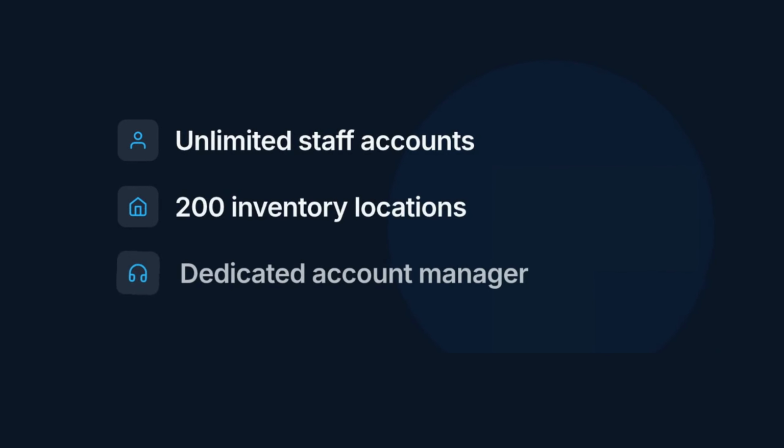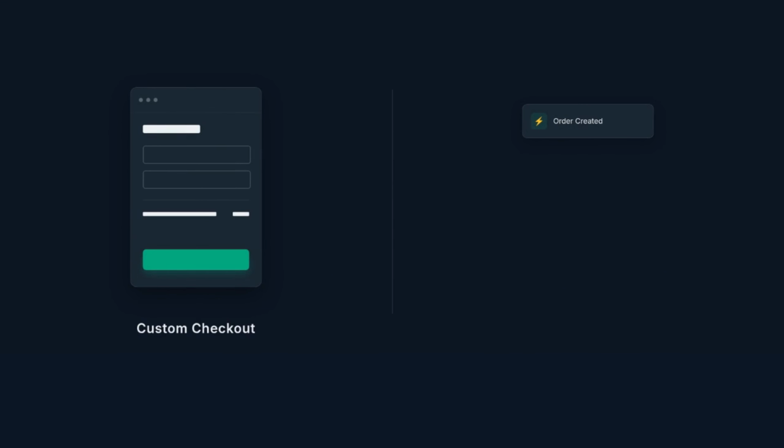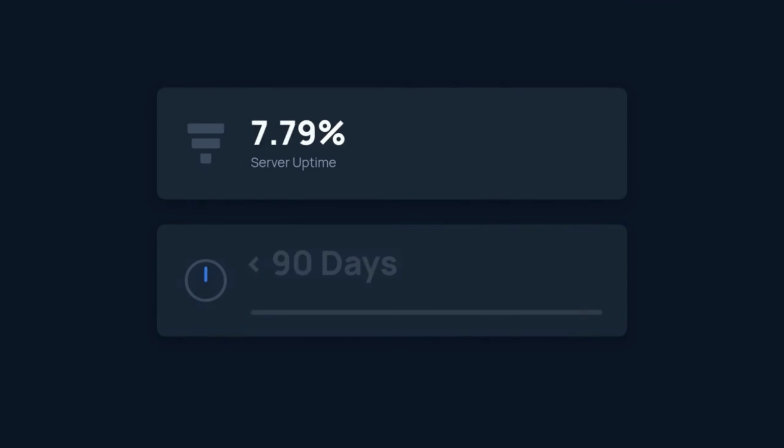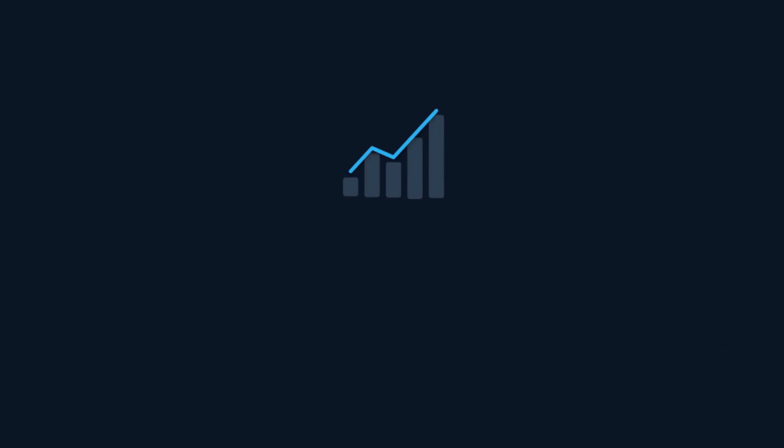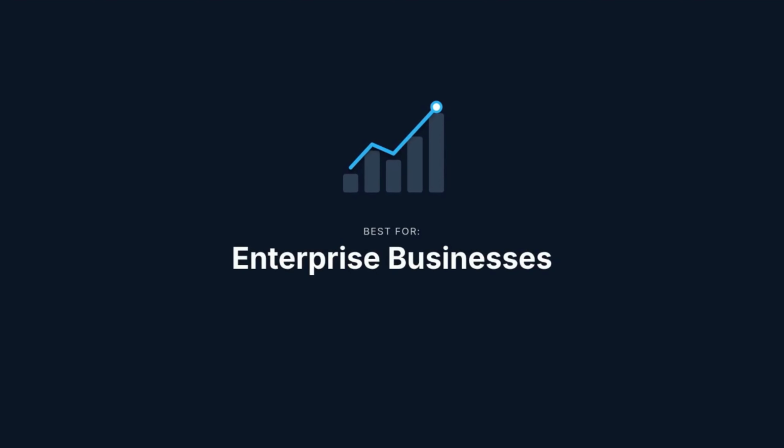Unlimited staff accounts, 200 inventory locations, dedicated account manager, custom checkout pages, automation with Shopify Flow, priority support, 99.99% uptime guarantee, platform migration in under 90 days. Best for enterprise businesses doing millions in annual sales.